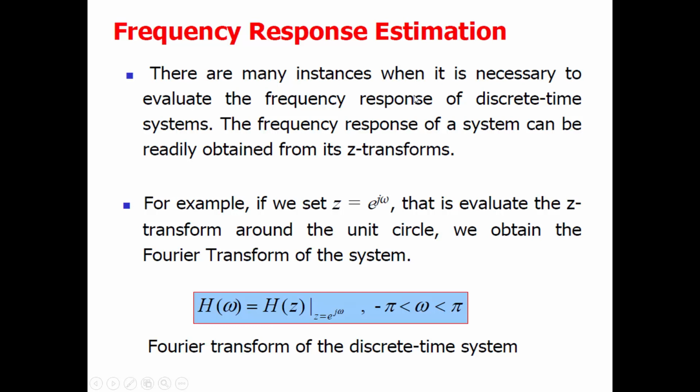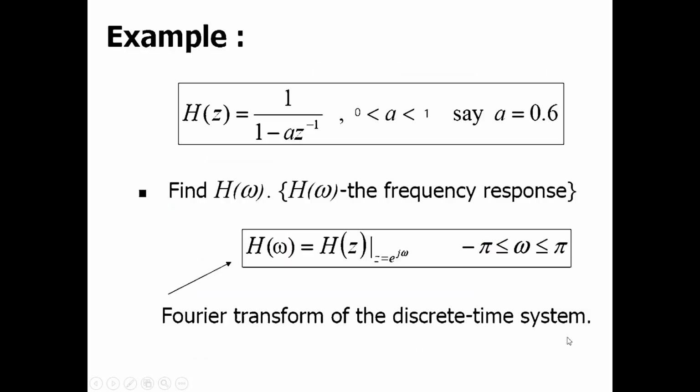Now, frequency response estimation. There are many instances when it is necessary to evaluate the frequency response of discrete time systems. The frequency response of a system can be readily obtained from its Z transform. What we have to do to obtain the frequency response of a system is that in H(z), for every z you put e to the power j omega, and you get the frequency response of the system, where omega will of course vary from minus pi to pi. So this is actually taking the Fourier transform of the discrete time system.